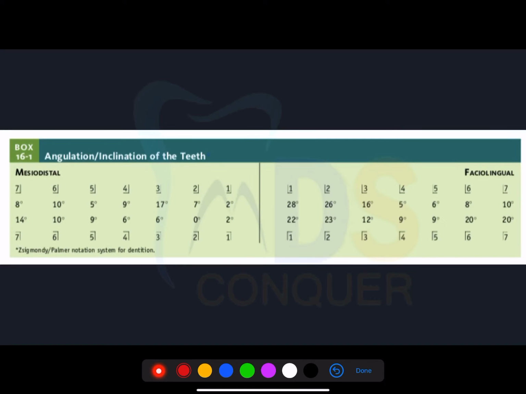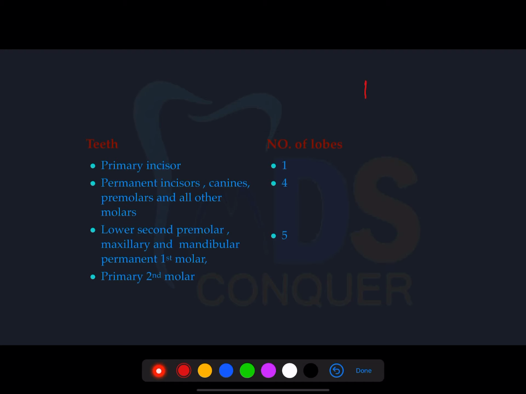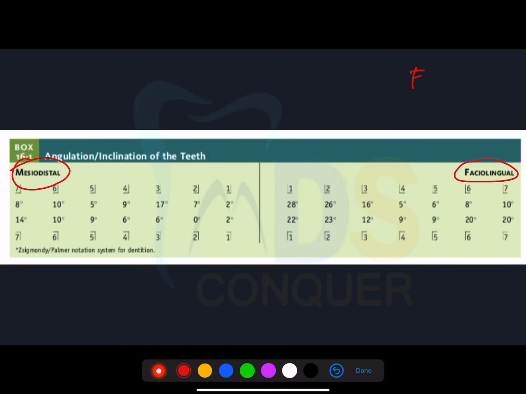The next comes the angulations and inclinations of the teeth. We have discussed so much regarding this. What is the highest, what is the lowest, what is the highest in the anterior, what is the highest in the posterior, what is the lowest in the anterior, what is the lowest in the posterior, the regularly asked questions. So one side we are talking about the mesiodistal, on the other side the faciolingual. Please do make a note of these.